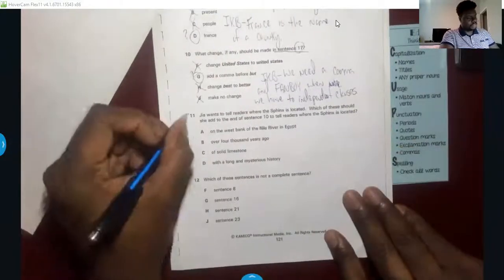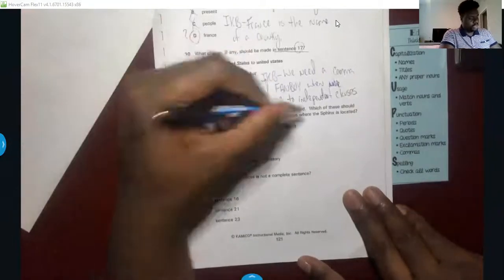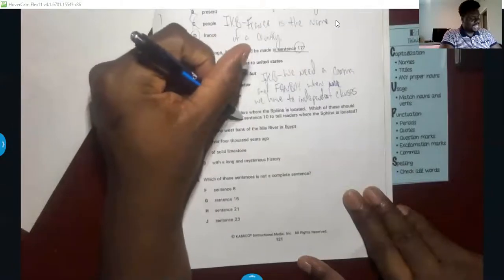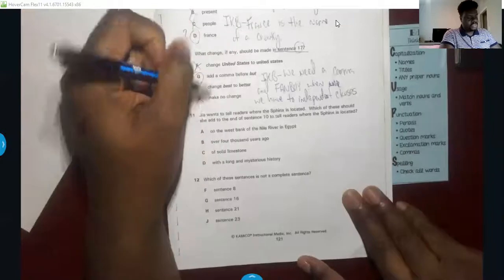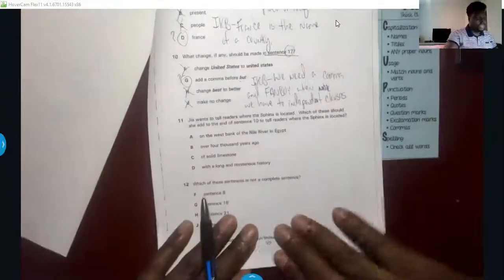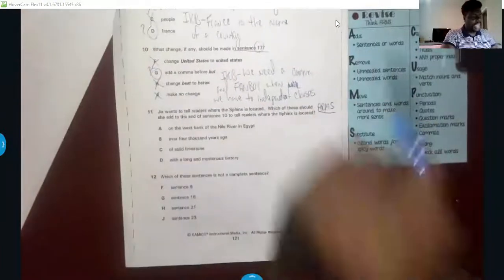Let's go ahead to number 11. Gia wants to tell readers where the Sphinx is located. Which of these should she add to the end of sentence 10 to tell the reader where the Sphinx is located? All right. So this one is actually an adding question. So it's kind of a revising. Sometimes when you have these revising and editing passages, mainly you edit, but then sometimes they'll have one or two revising questions. So I'm gonna just write arms on the side right here because I don't want to get confused. This one is actually an arms question because you're adding something.